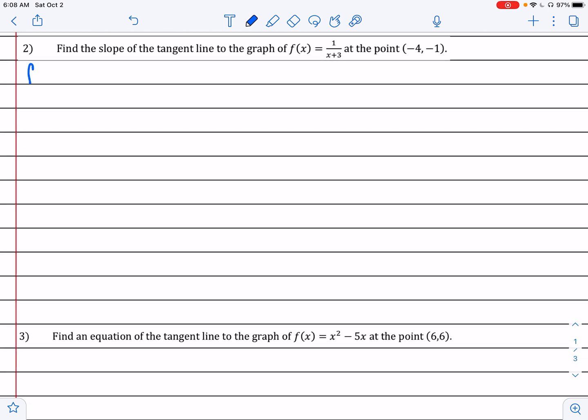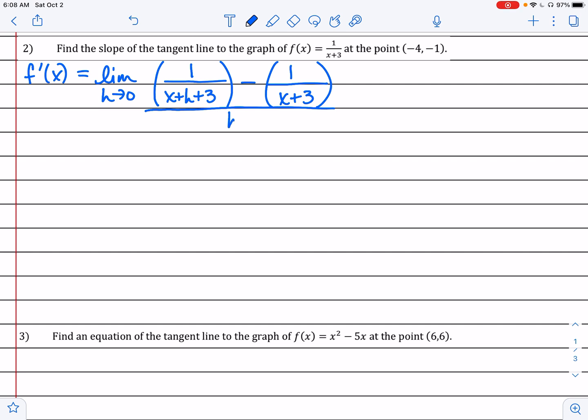I'm going to say f prime of x equals the limit as h approaches 0 of the function evaluated at x plus h minus the function itself. And then technically, it's all over x plus h minus x. But since those two x's cancel, it's all just over h.